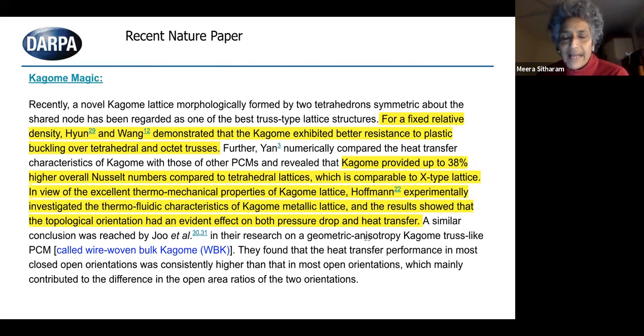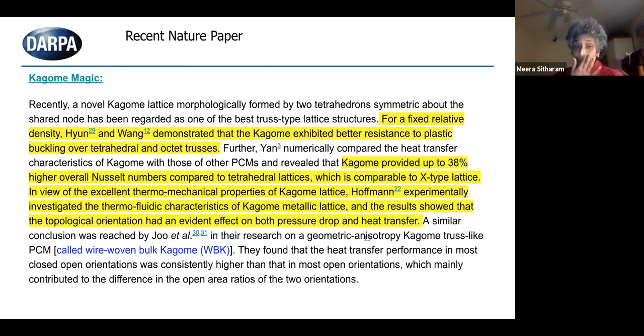So essentially, they have experimentally tested what they call the double layer Kagome, and wire woven Kagome, and things like this, for all of these different types of properties, right? Resistance to plastic buckling, in the elastic regime and the plastic regime, heat transfer characteristics, thermomechanical properties, thermofluidic properties. They even think about this mesh of Kagome through which some fluid flows. So in other words, you're looking at the complement of the Kagome lattice, where the fluid is flowing.